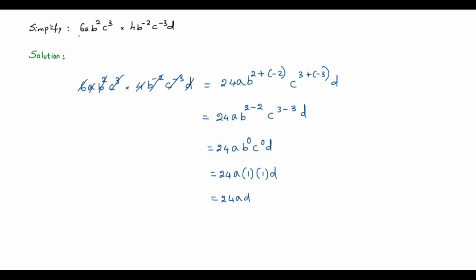So when we simplify the given expression, 6a b square c to the power of 3 times 4b to the power of minus 2 c to the power of minus 3 times d, we get 24a times d.